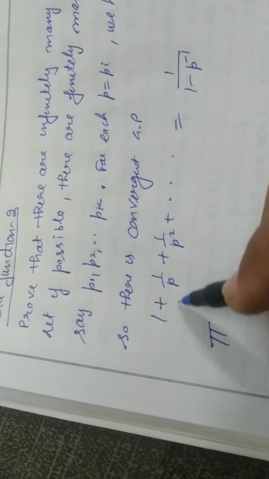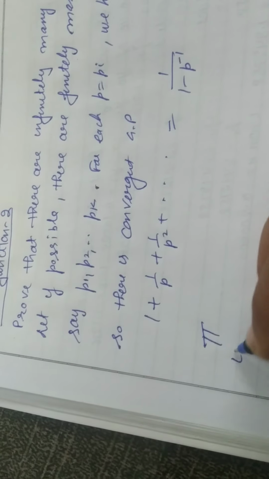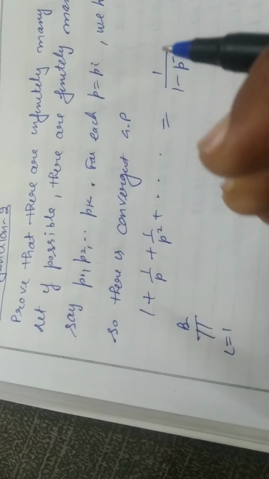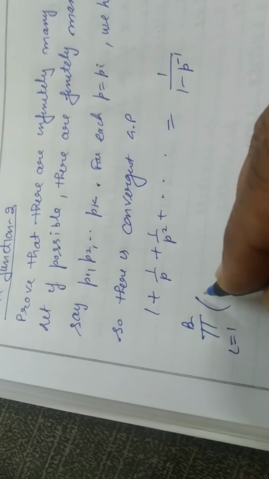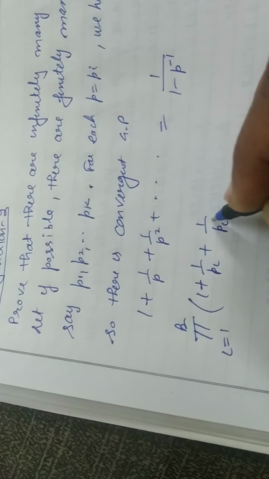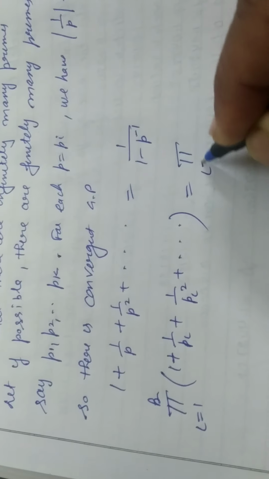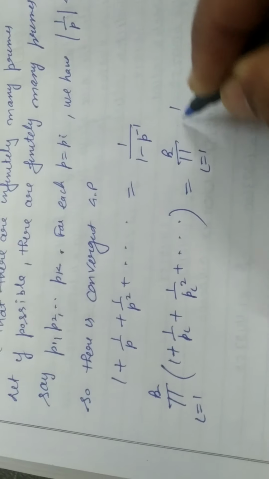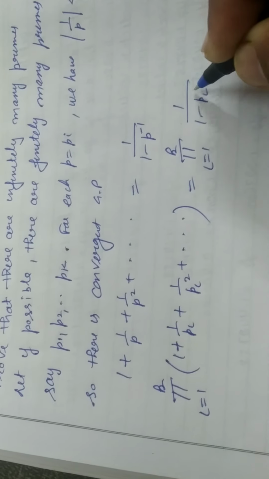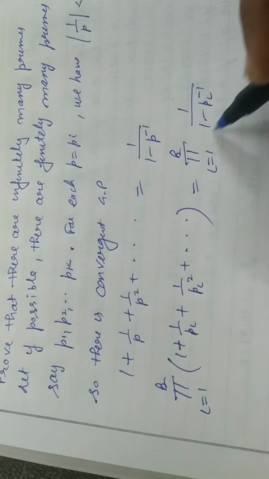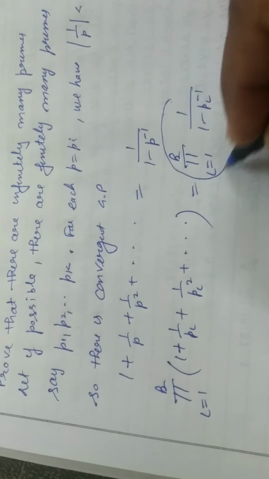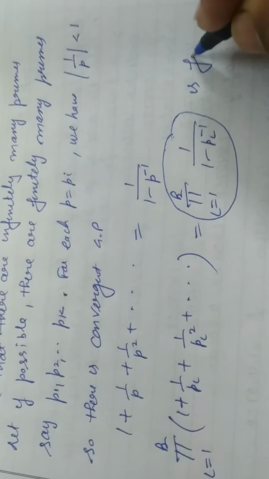Okay, next. If we take one GP for p1, one for p2 and one for p3, like that we get k GPs, and take the product of all these GPs. We get this thing. This is finite for each i. So this total thing is finite.